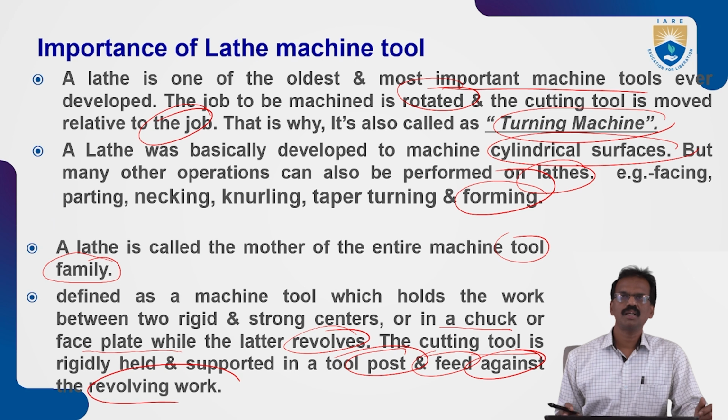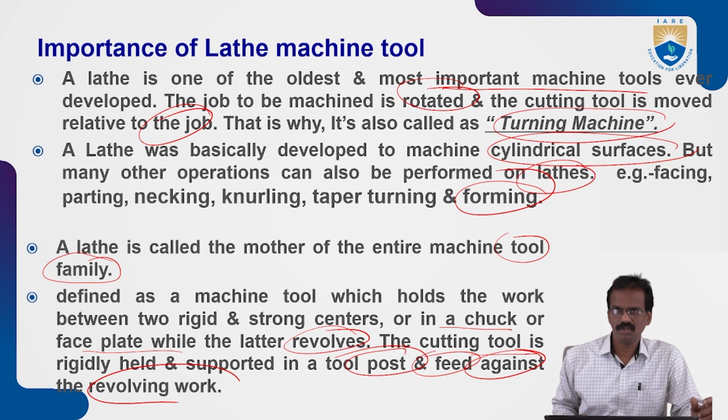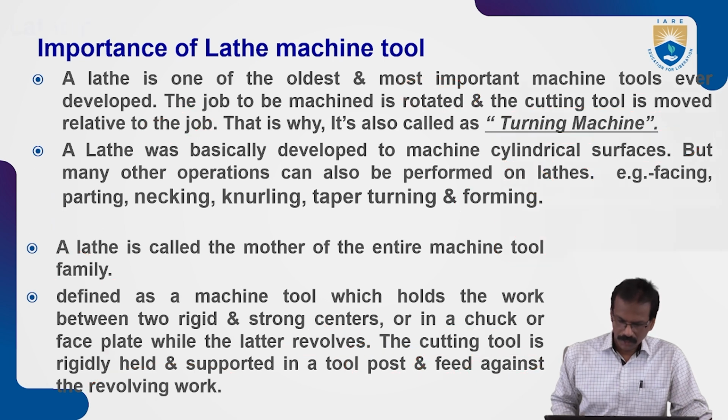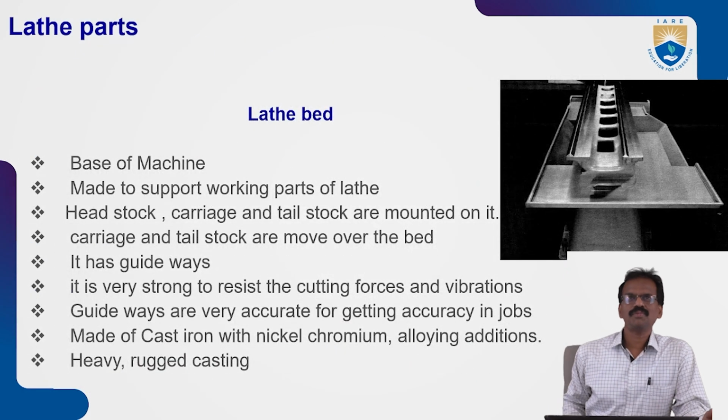By the help of the carriage, saddle and feed rods, we will give the feed of the tool against the rotating workpiece. Then you can perform the machining operation. It means we remove the unwanted material from the workpiece to get the desired shape. So we'll see first of all the lathe bed.